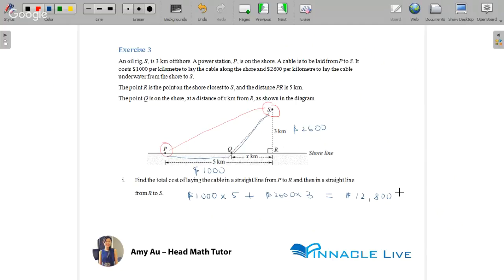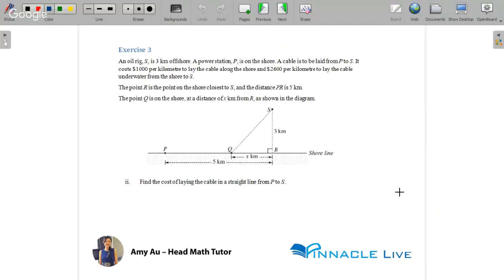Moving on. Next part. Find the cost of laying the cable in a straight line from P to S. So this time we are going straight there. To go straight there, this is entirely underwater, so it's going to cost you $2,600 per kilometer. And we need to work out the length first. So using Pythagoras, that turns out to be root 34.